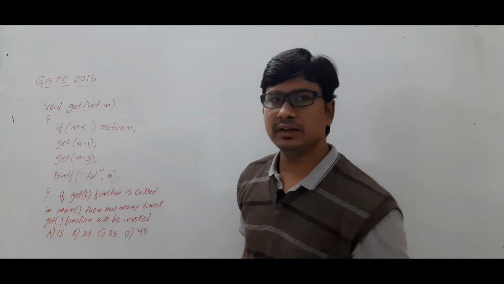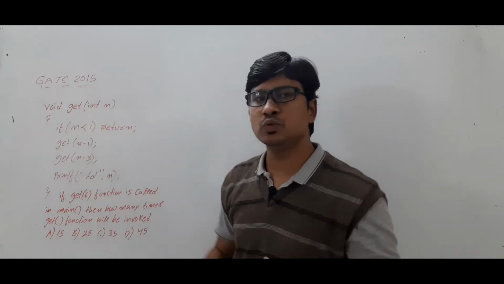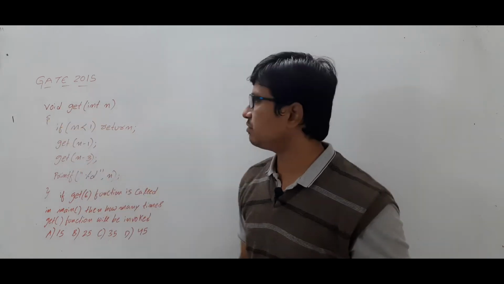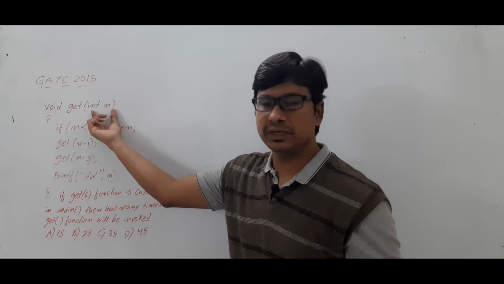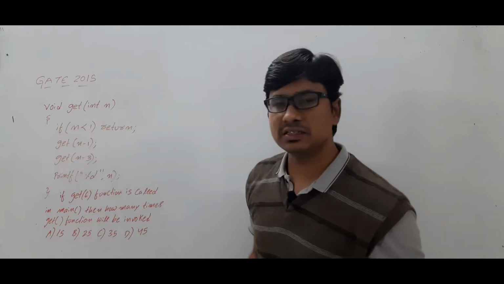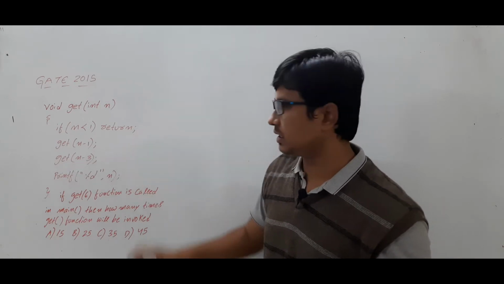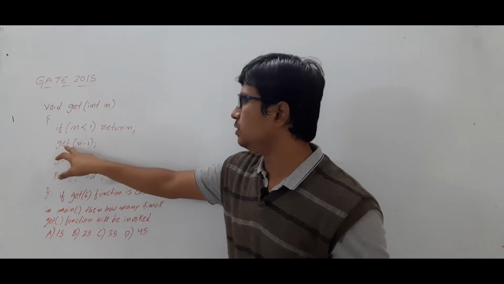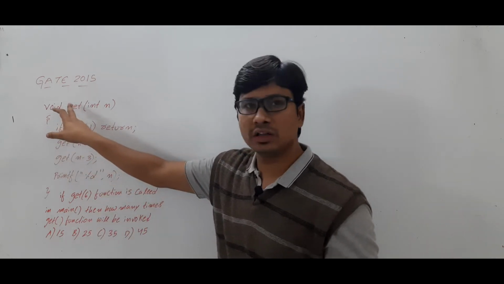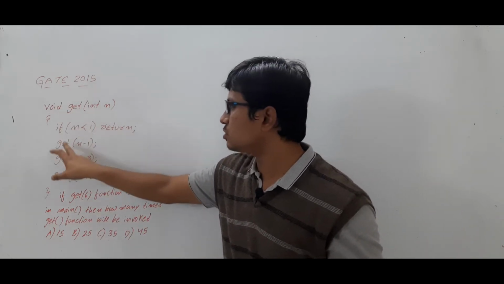Void get is the function and the return type is void. So this function does not return any value, and get is a user defined function. It takes one parameter which is an integer. Now if n is less than 1, you have to execute the return statement. Otherwise you need to call get(n-1). Meaning that again you need to call the get function. So the function is calling itself.